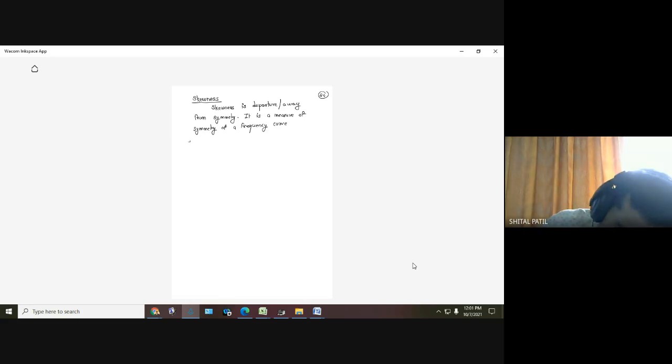For example, marks of students is given as 0 to 10, 10 to 20, 20 to 30, 30 to 40, 40 to 50. What is this? Marks. And number of students is given.